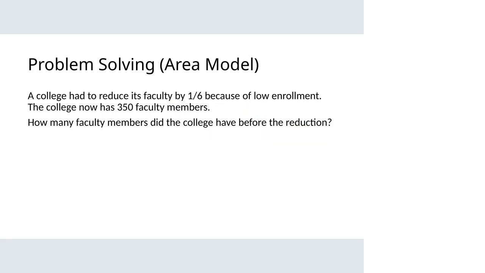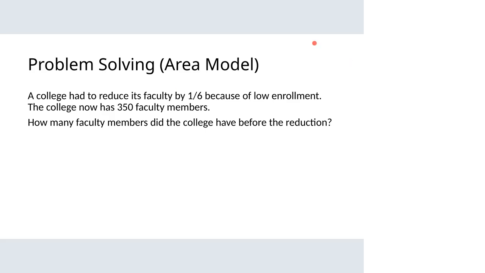Okay. The area model, kind of our superpower. A college had to reduce its faculty by 1/6 because of low enrollment. The college now has 350 faculty members. How many faculty members did the college have before the reduction?